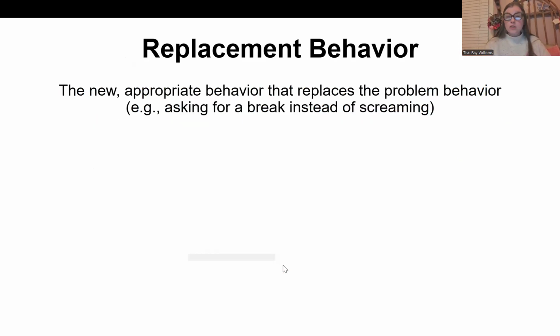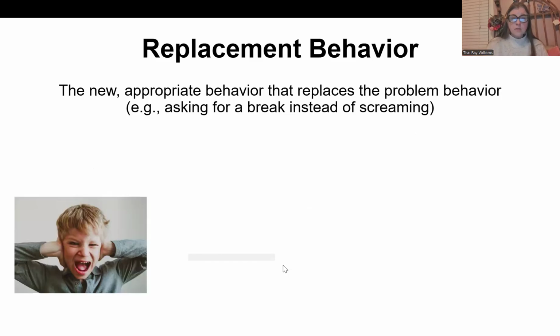And so, what we want to make sure that we're doing is that we're teaching a replacement behavior. This is a new, appropriate behavior that replaces the problem behavior. So, what we want them to do, for example, is ask for a break instead of screaming. And so, what that might look like is we have a friend here, let's say this is John again, that John has been using screaming. That is his form of communication. This challenging behavior is he's screaming because he wants a break.